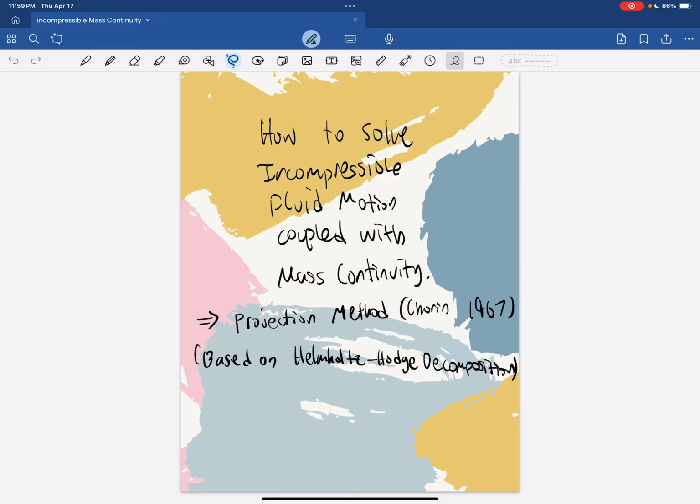Today we'll be discussing how to solve incompressible fluid motion coupled with mass continuity. The method that will be used is the projection method from Chorin 1961, which is based on Helmholtz-Hodge decomposition. At the very end, I will explain the motivation or the proof behind the projection method and how it's essentially the same thing as Helmholtz-Hodge decomposition.